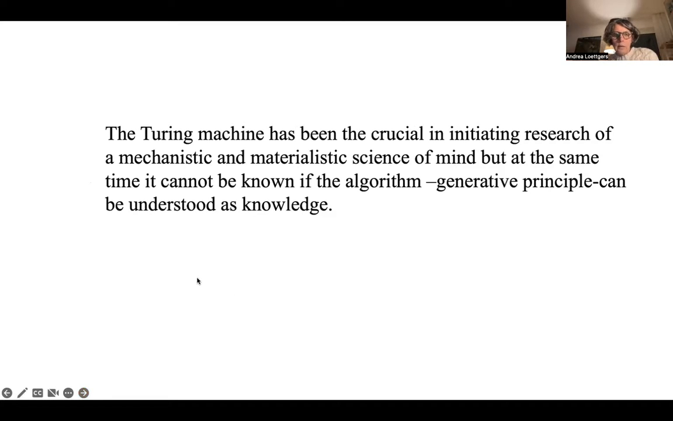The Turing machine has been crucial in initiating research of a mechanistic and materialistic science of mind, but at the same time, it cannot be known if the algorithmic generative principles can be understood as knowledge. So one more time, this kind of tension becomes clear here. We don't know if you could even make a connection between mechanism and the material basis of the cognitive system or cognitive science. So next.